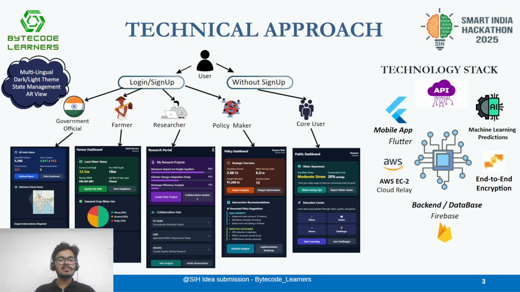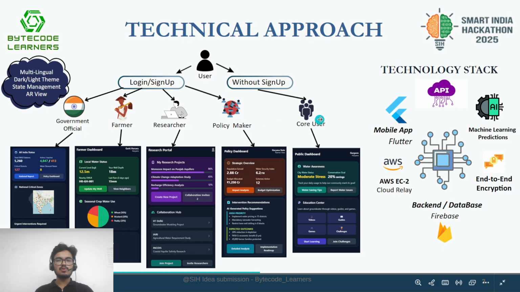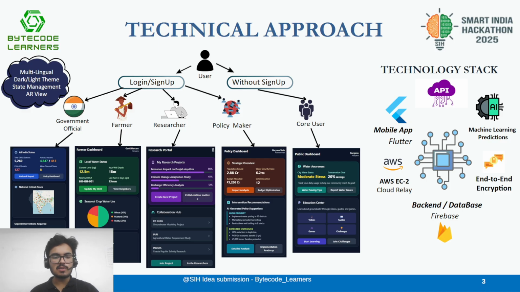Next, this is our technical approach, and further we will be discussing the UI of our application. Here we have the users: government official, farmer, researcher, and policymaker. For the technology, we are using Flutter for mobile, and for predictions we are using ML predictions so that we can predict future data. For the cloud part, we are using an AWS EC2 instance. Next, we have Firebase and a database as the backend service.